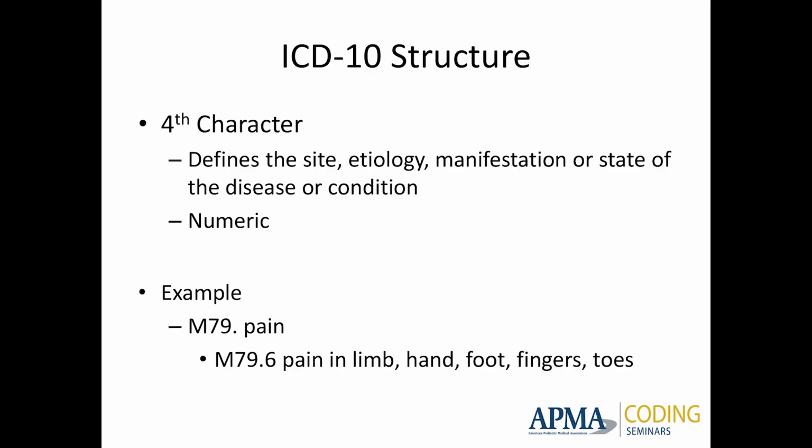So we have to go to the 4th character. It defines the site, etiology, manifestation, or state of the disease or condition. It's always numeric. So the 4th character, M79.6. So we've said we've got pain in a limb, hand, foot, fingers, or toes. Okay, so we've eliminated the head and the central part of the body.